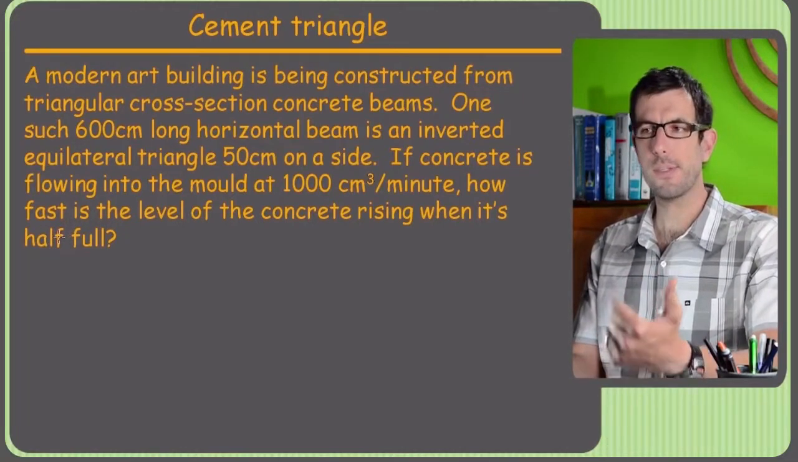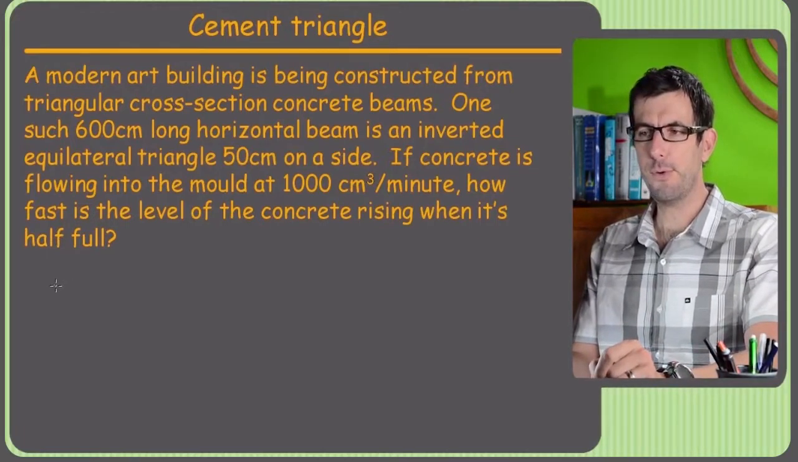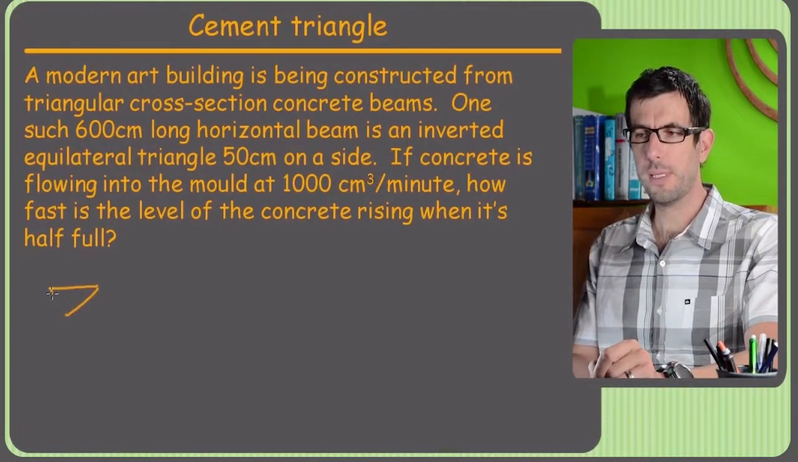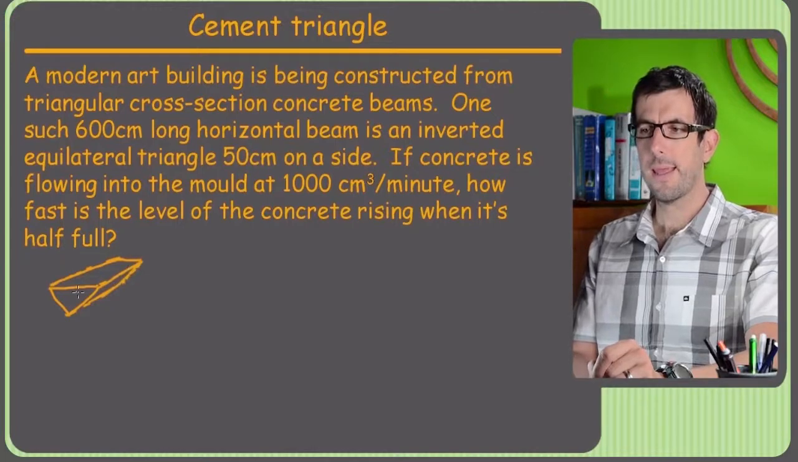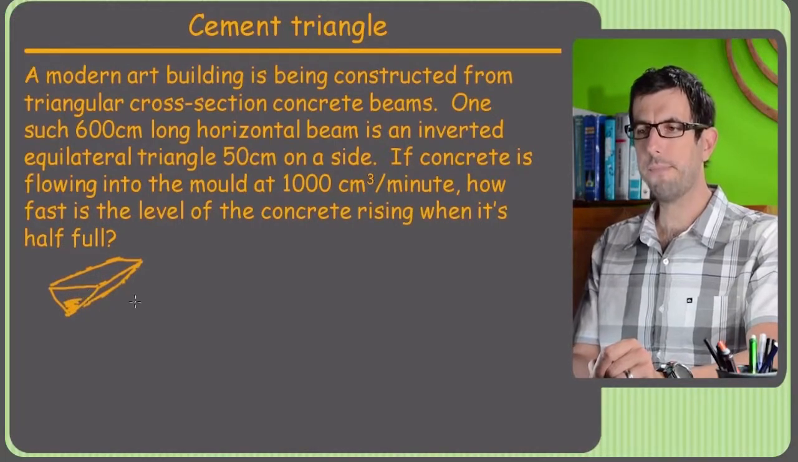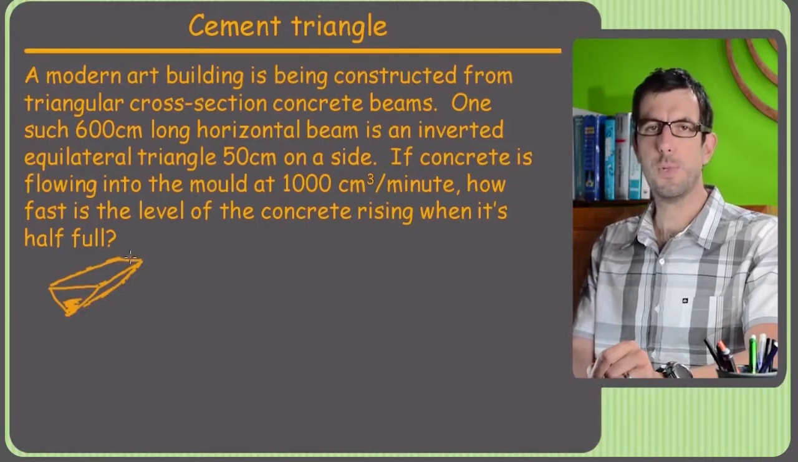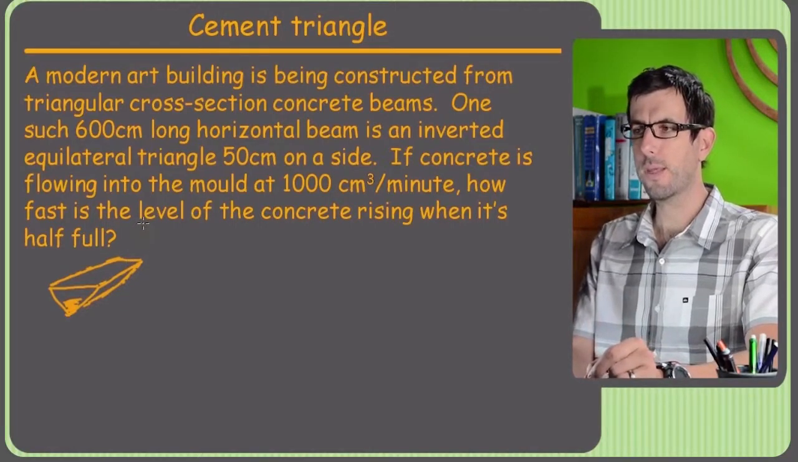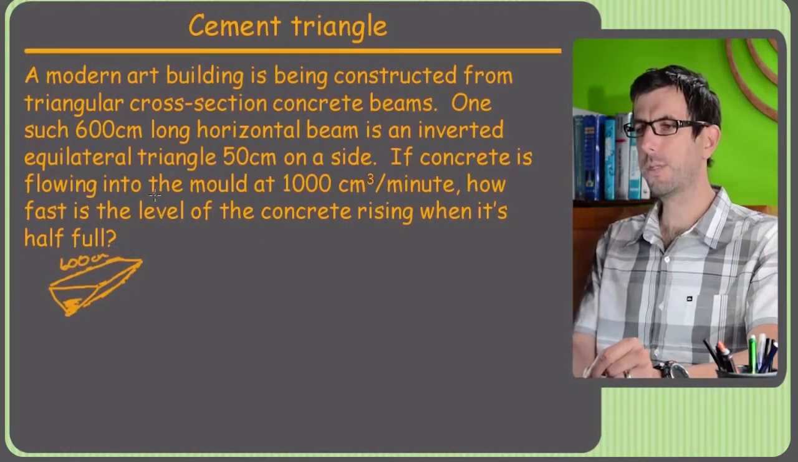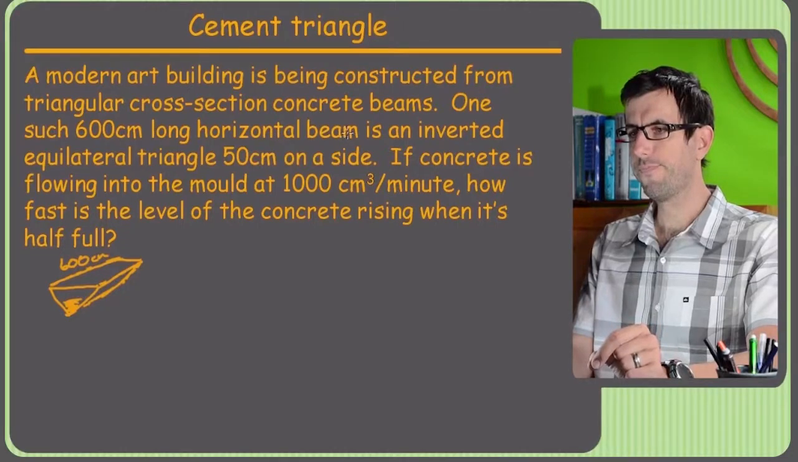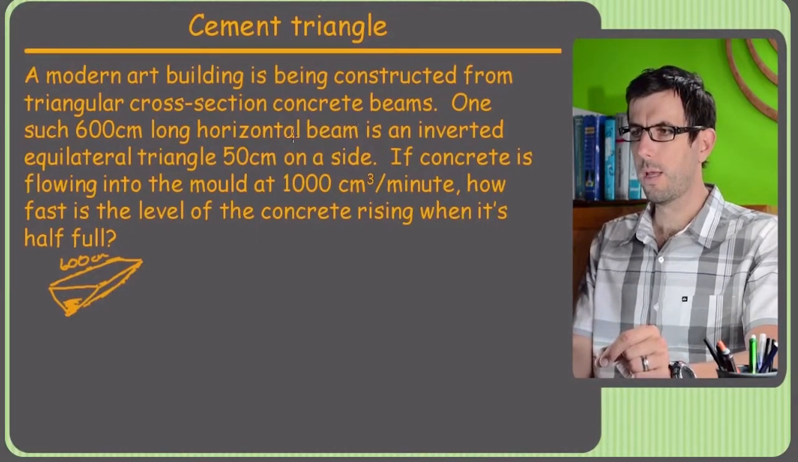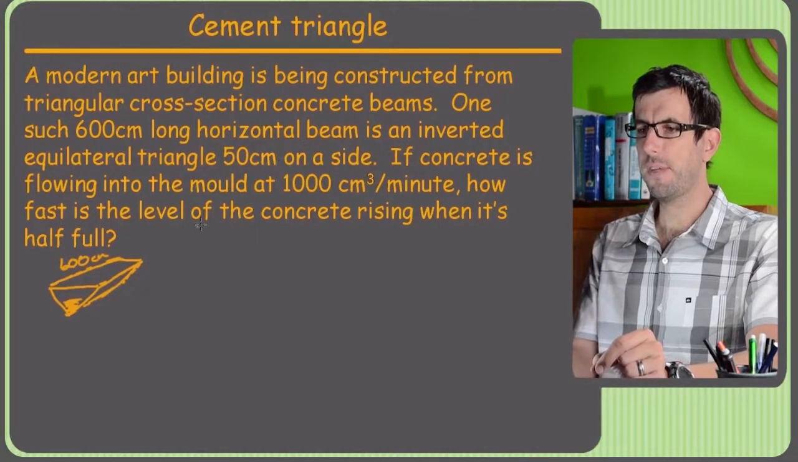So I like the ice cream cones, and this time we're going to use a concrete mold. So it's kind of like an open top deal like this. It's a box with a triangular cross section, and it's literally being filled with concrete. So the concrete's just filling up from the bottom. Alright, so that's the situation. We're filling a triangular trough thing with concrete. This thing is 600 centimeters long. The horizontal beam is an inverted equilateral triangle. It's 50 on a side.